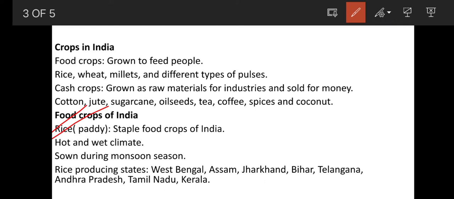And rice is grown in what type of climate? Rice is grown in hot and wet climate. The climate should be hot and wet. In that type of climate, rice is grown. Rice is sown during monsoon season. It is sown means it is started, it is grown. People start growing rice during monsoon season, that is rainy season. So that is why the climate should be hot and wet.